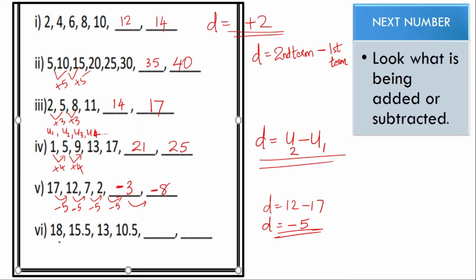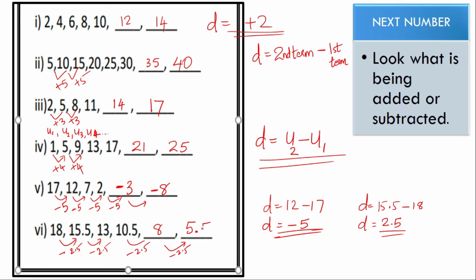Similarly, this is also a reducing sequence. So you subtract 2.5 every time to find the value. Here you have -2.5 giving you 8, and -2.5 again giving you 5.5. This is the first part, where you are asked to find the missing terms, or fill the remaining blanks of a linear sequence.